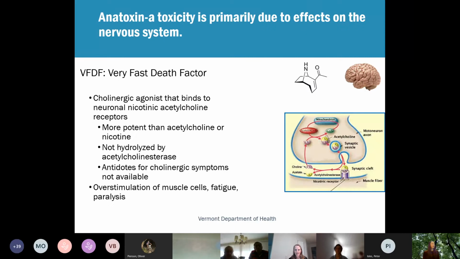And the last one that we monitor for is anatoxin, and this is a different type of toxin. The first 2 target the liver. This one targets the nervous system, specifically the brain. When it was first identified, it was named very fast death factor, and there have been some recent publications that have highlighted that sort of nickname. But the reason why it's so toxic is that it's a cholinergic agonist. So it binds to our neurotransmitter system.